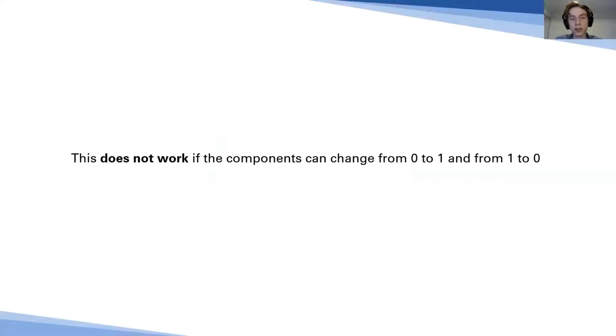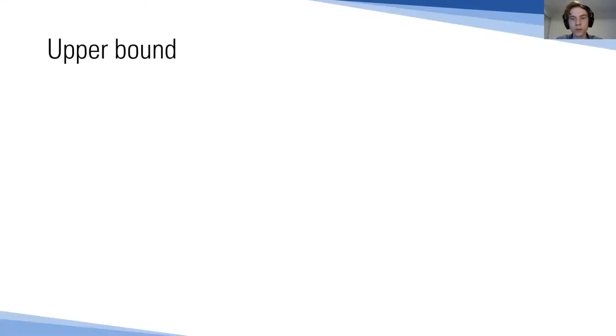Unfortunately, this simple implementation does not work if the components can change back and forth between 0 and 1. If a 1-bit object supports an operation that changes its value from 0 to 1, and it supports an operation that changes its value from 1 to 0, then we say that the object is non-monotonic. So what if some of the components are non-monotonic? Can we still come up with an implementation in this case?